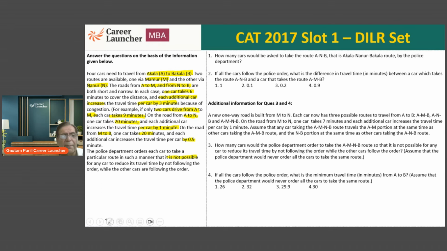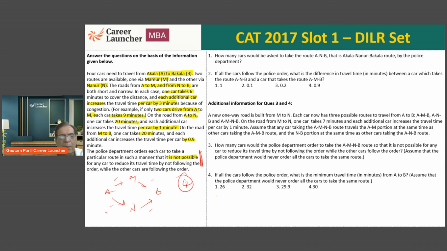The routes are A-M-B and A-N-B. If I look at it, effectively it is telling us that there are 2 routes possible from A to B. You can go via M or you can go via N. These are the 2 routes available, and there are some times given here. Okay, and there are a total of 4 cars, and we obviously need to decide which car will take what route based on the condition, minimizing time. Minimize the time for everyone.